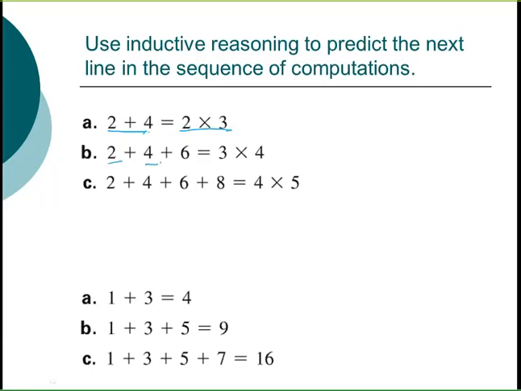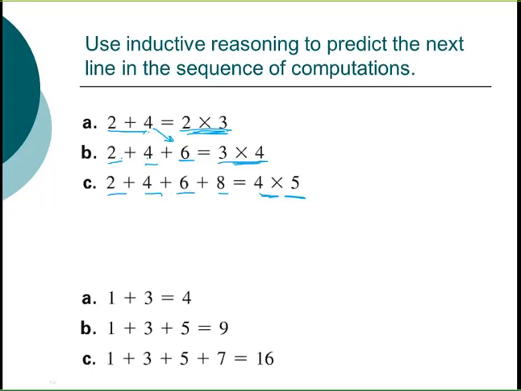2 plus 4 plus 6. Now I want to notice that I went from 4 to 6. I'm counting by 2s here. I'm counting the evens. So the last one's 2, 4, 6, 8. All right, well, how does the right side change? I go from 2 times 3 to 3 times 4 to 4 times 5.